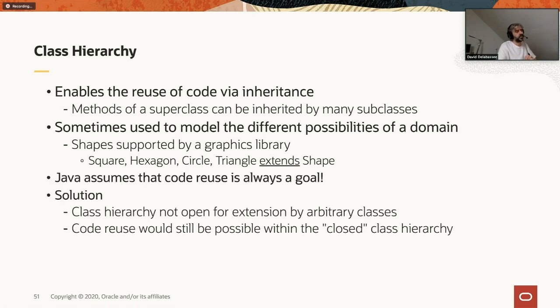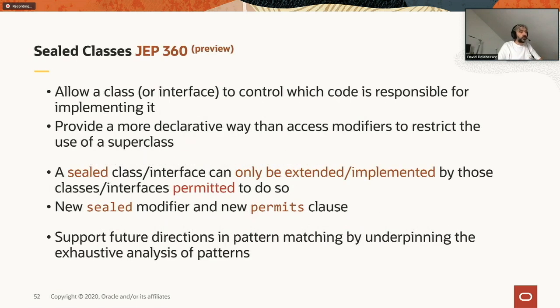So a sealed class would basically allow us to have a given class hierarchy that is bounded. The class hierarchy can only be extended by classes within that limited, closed class hierarchy and not by any external classes. And obviously code reuse would still be possible, but only within the domain, within the boundary of the closed class hierarchy. So how does that work?